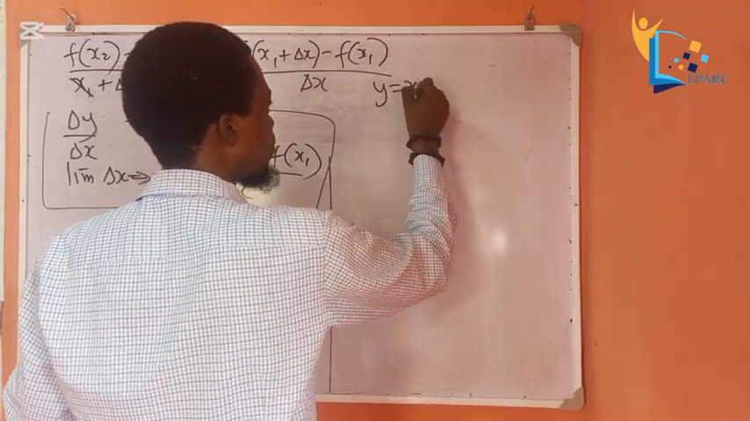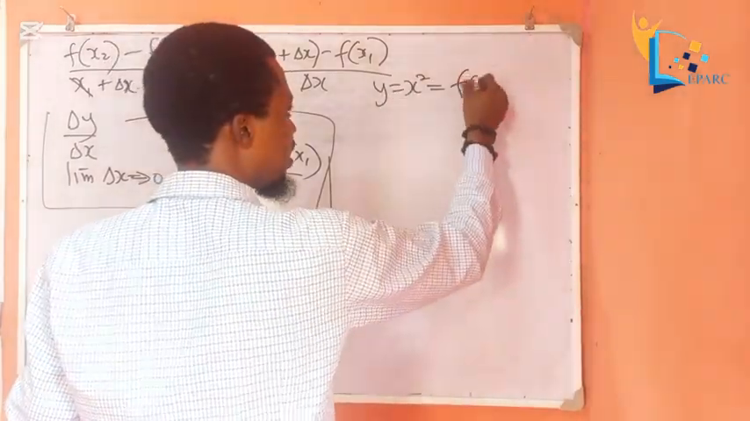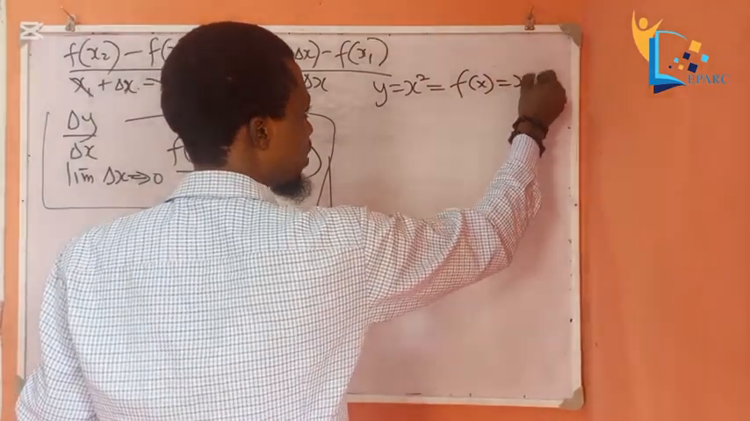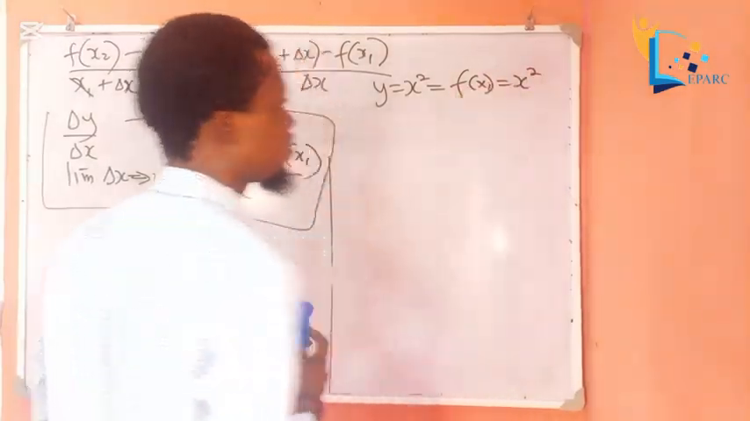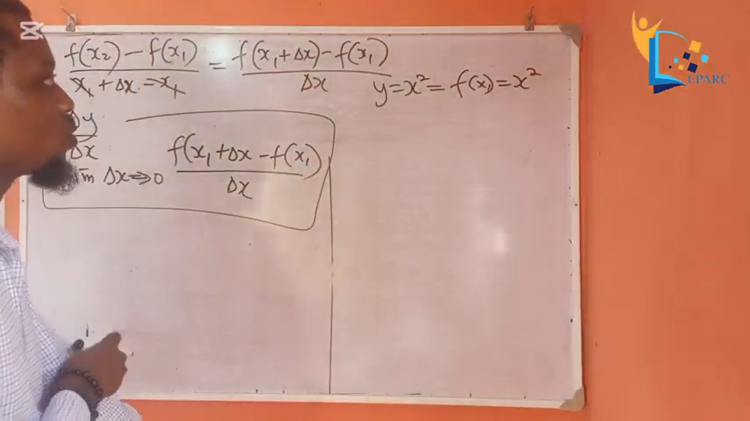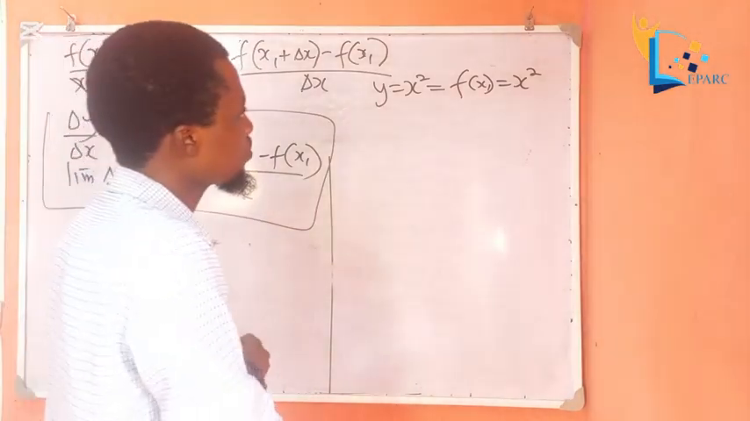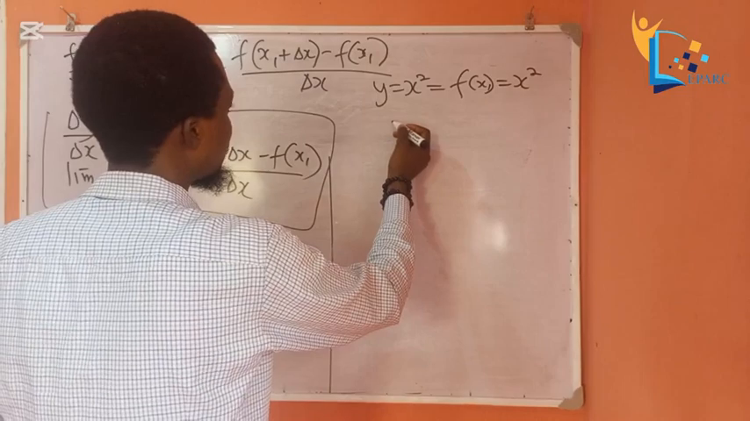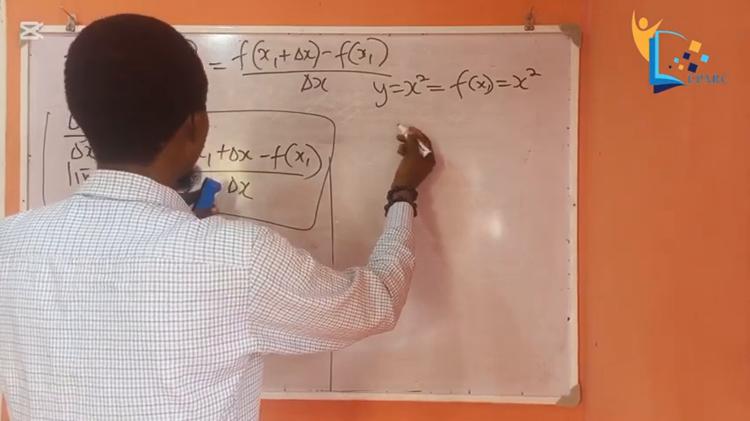y equal to x squared. It's the same thing as saying f(x) equals x squared. Remember, y is a function of x. All right, so now we apply our formula.